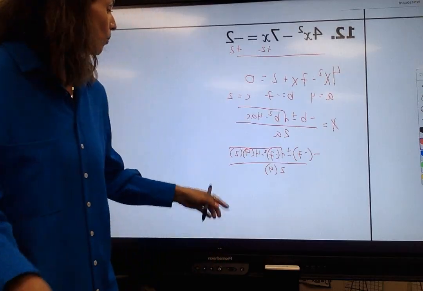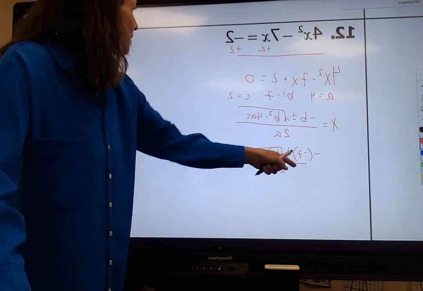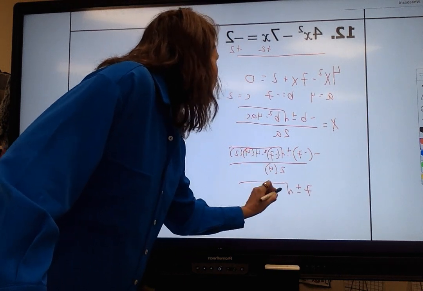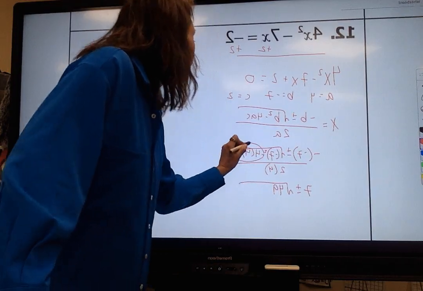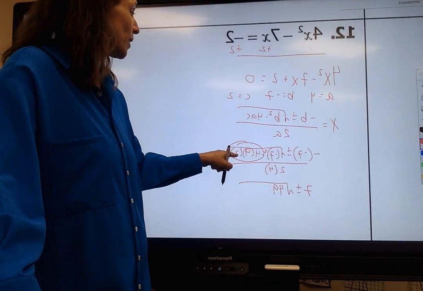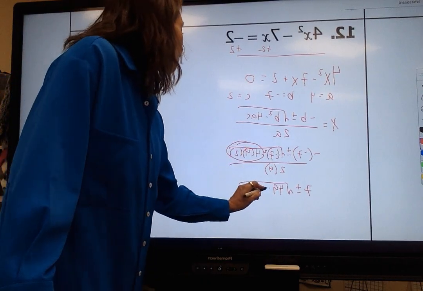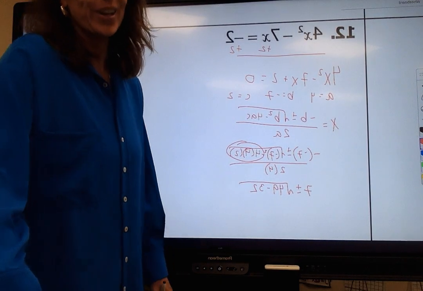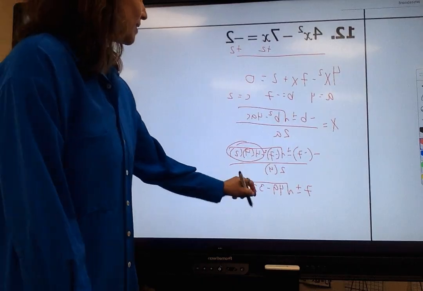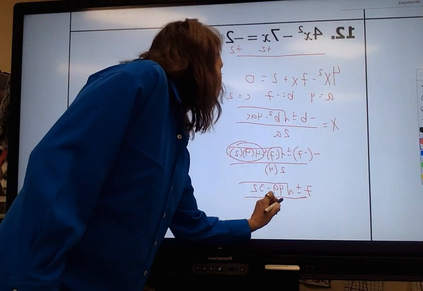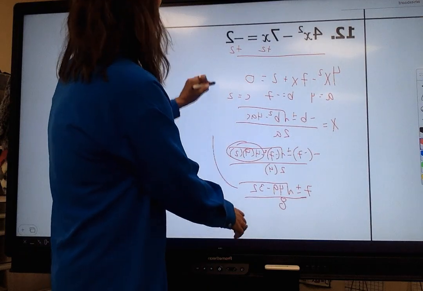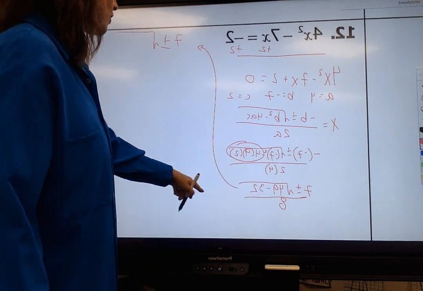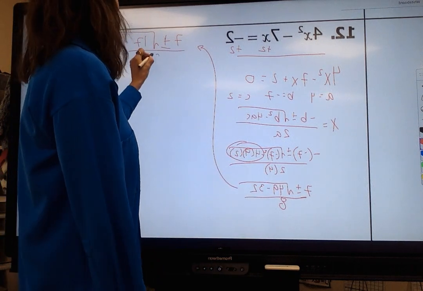I want to make sure I know where I'm multiplying. So I get negative times a negative is a positive 7, plus or minus the square root. Negative 7 squared is 49. This is one big multiplication problem. This is negative 4 times 4 times 2, which is negative 32. Right? Yes, negative 32. So then when we combine these, and it's all over 2 times 4, which is 8. So now I'm going to come up here, and I have 7 plus or minus the square root of 49 minus 32, which is 17, all over 8.